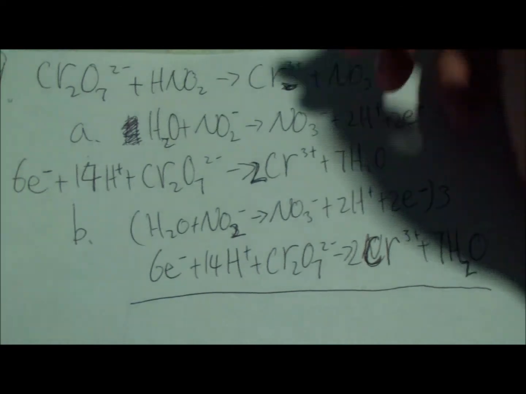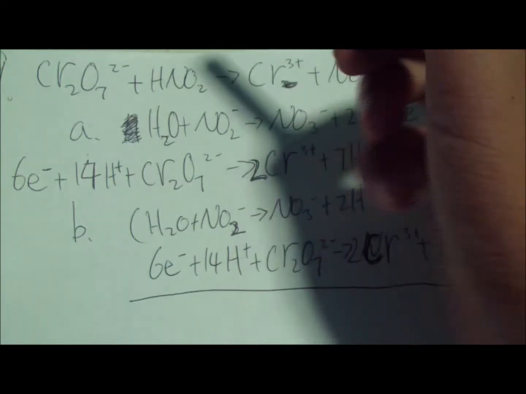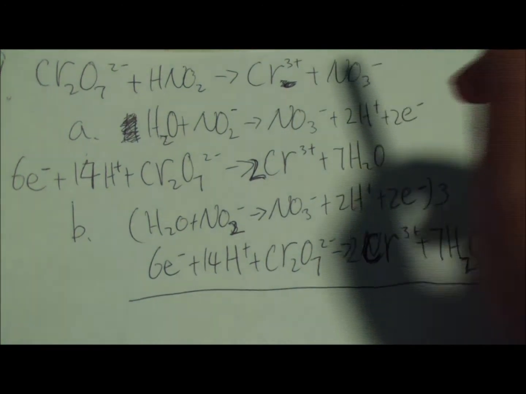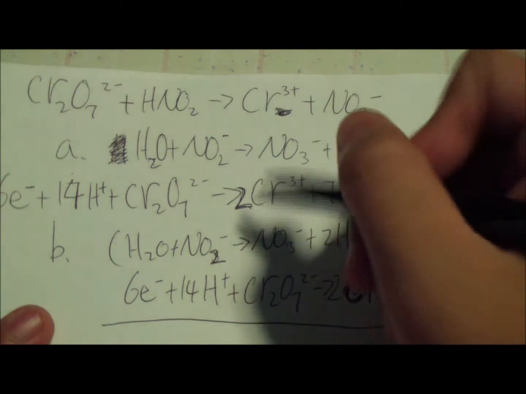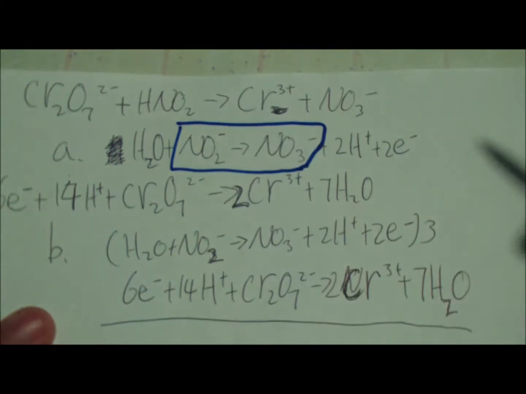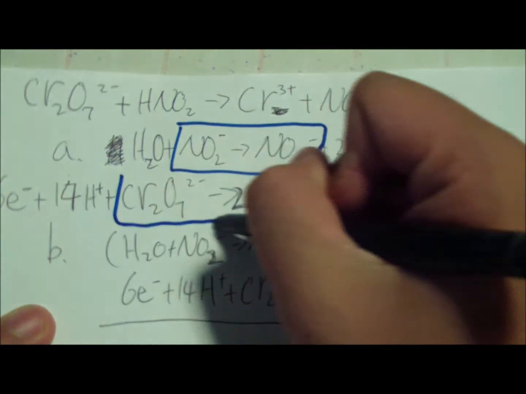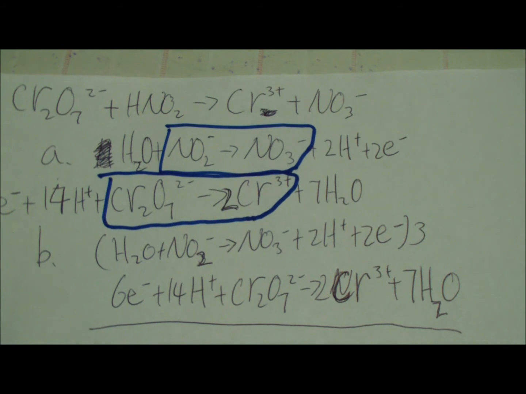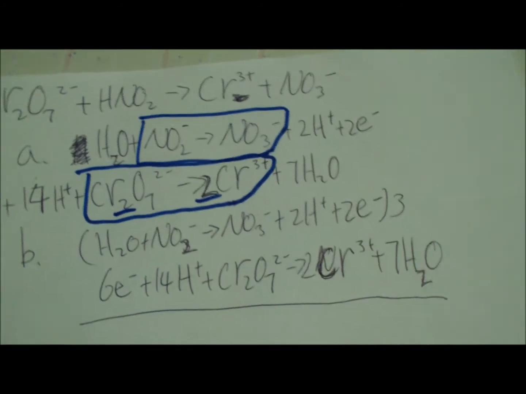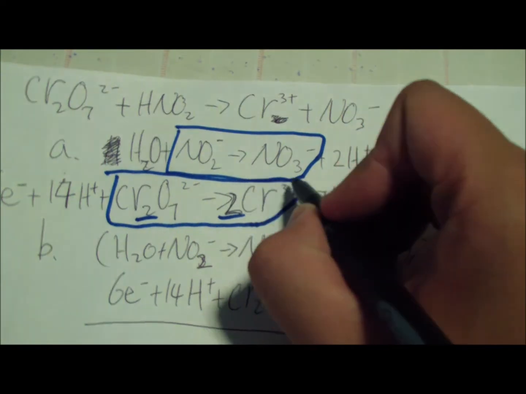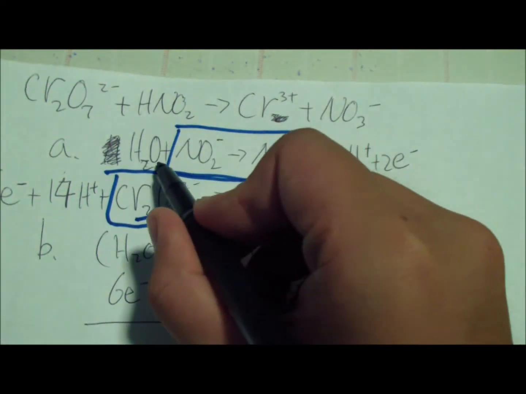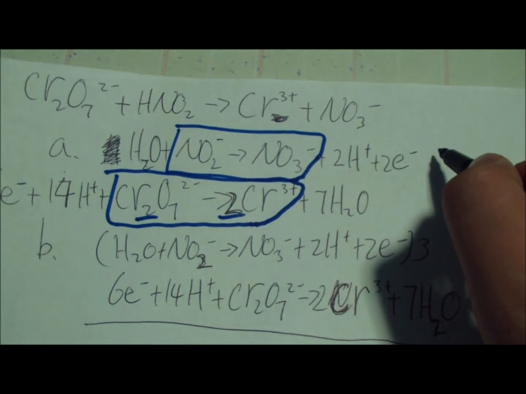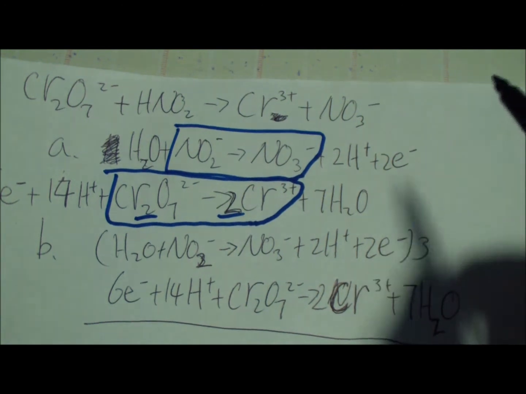For number 9, so Cr2O7 2 minus plus HNO2 goes to Cr3 plus NO3 minus. So my half reaction would be NO2 minus to NO3 minus, and then the next one is Cr2O7 2 minus goes to 2 Cr3 plus, because there's a 2 here, so I need to have a 2 there. Alright, now balance the top one, you balance using O first, you add H2O on the reactant side here, and then you balance H, so 2H plus right here and 2E right here, because this side is more positive, so you add the electron on the positive side.